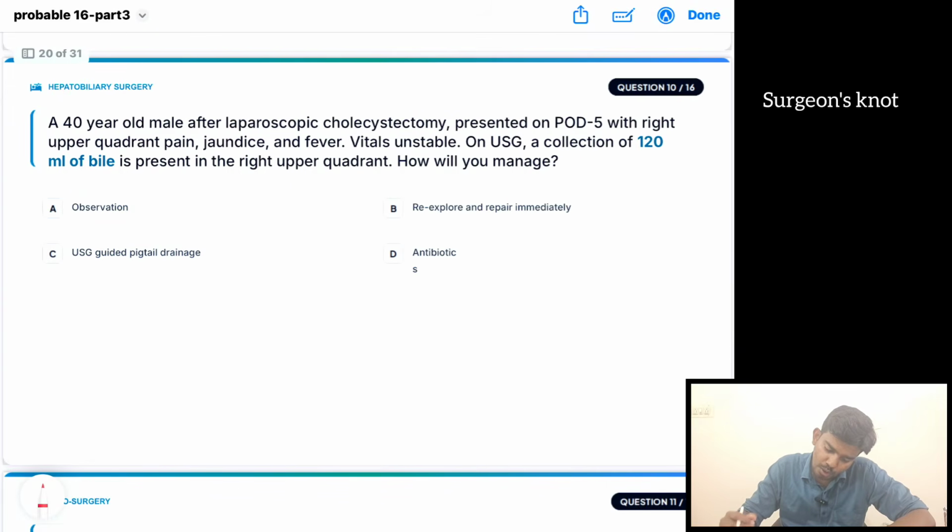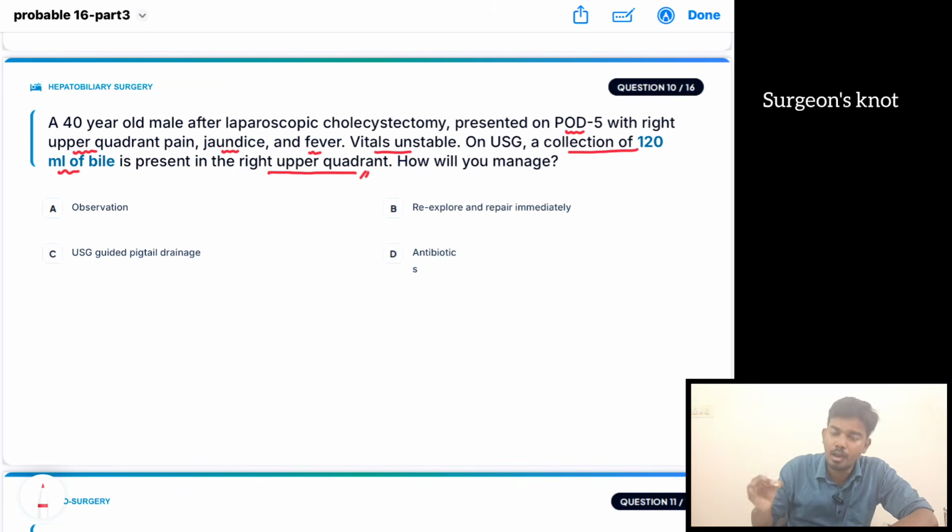A 40-year-old male after laparoscopic cholecystectomy presented on POD5 with right upper quadrant pain. Jaundice irukku, fever irukku. Vitals are unstable. On ultrasound, a collection of 120 ml of bile is present in the right upper quadrant. How will you manage? Okay, here the patient has undergone a lap cholecystectomy.